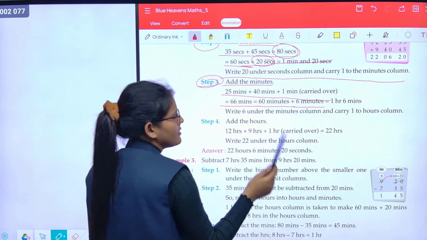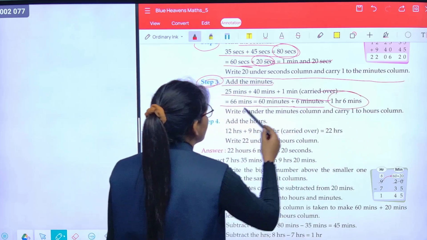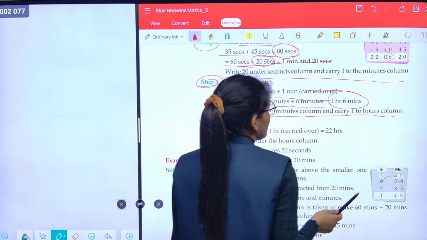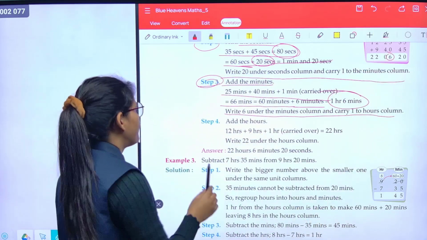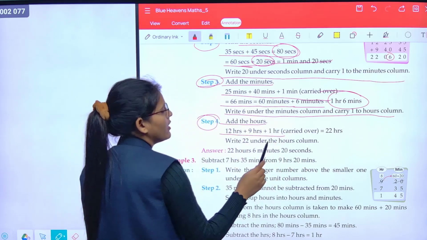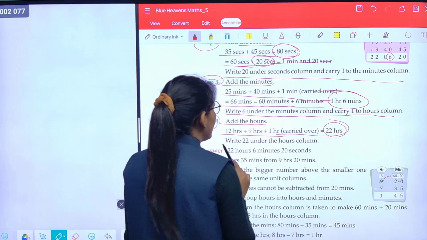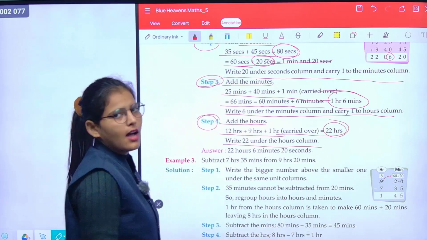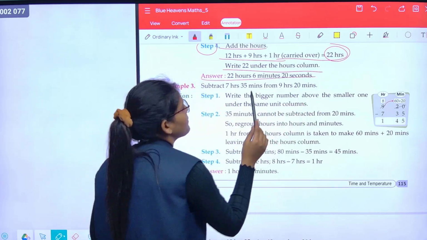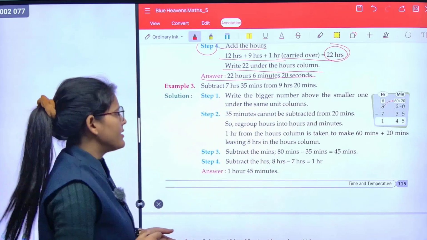60 minutes plus 6 minutes, 1 hour 6 minutes. Write 6 under the minutes column and carry 1 to the hours column. Now step 4, add the hours. 12 hours plus 9 hours plus 1 hour is 22 hours. Write 22 under the hours column, class. So the answer is 22 hours 6 minutes and 20 seconds.